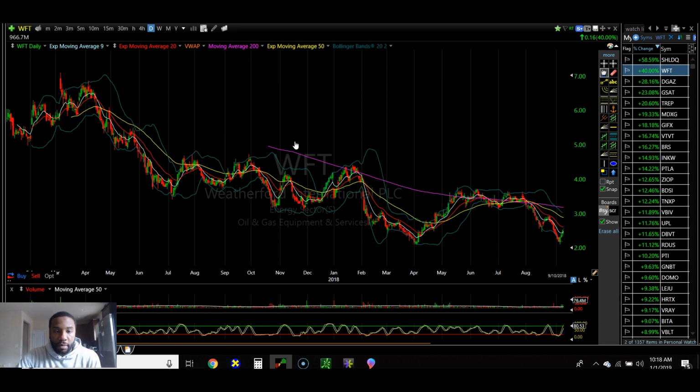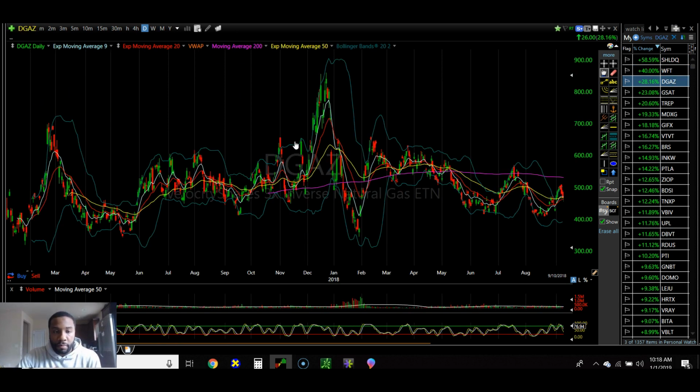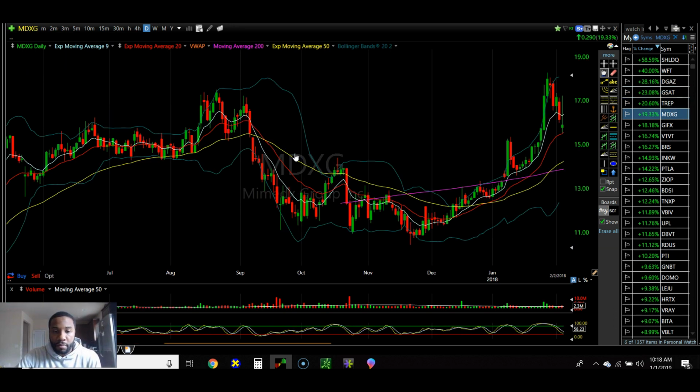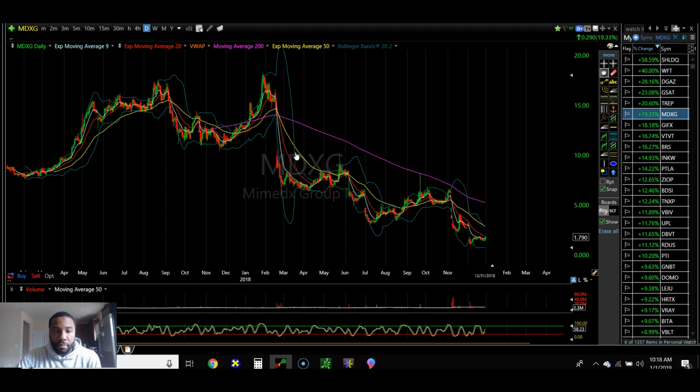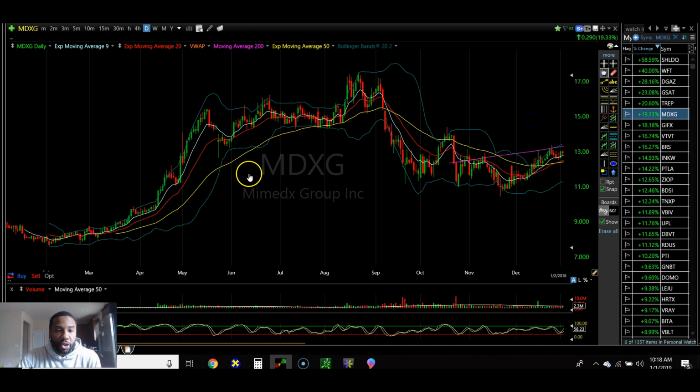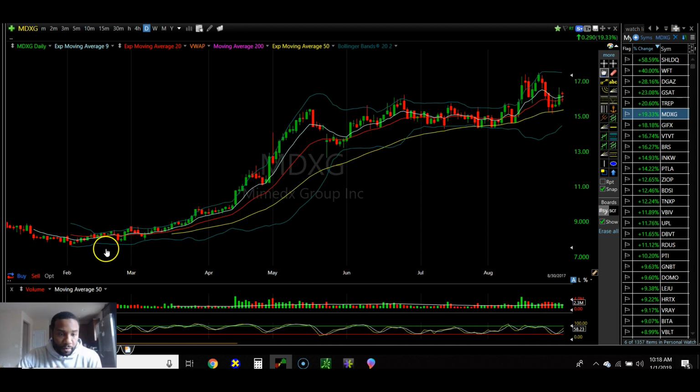Another one. Look at this. MDXG. Look at this thing. Accumulation phase. Pops out of a nice flag right here. Pulls back into your 9 EMA. Here it's going 9. It gives you a 9 EMA bounce. 9 EMA bounce.